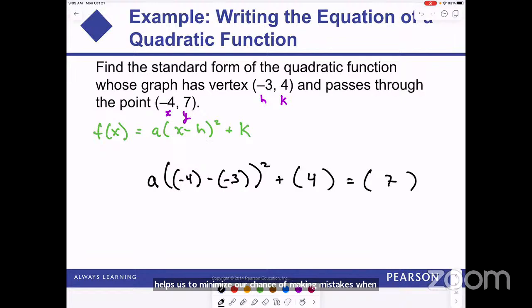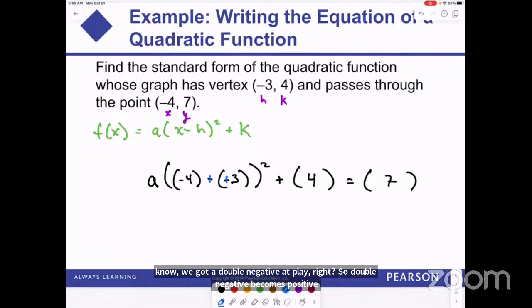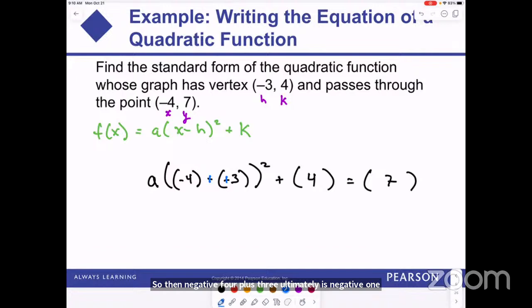So then here, we got a double negative at play, right? So double negative becomes positive. Okay. So then -4 plus 3 ultimately is -1. Squared is a positive, right? So I'm just not writing all the details. Okay. So you subtract 4 on both sides. I think a equals -3. Just going to make a little divide there.